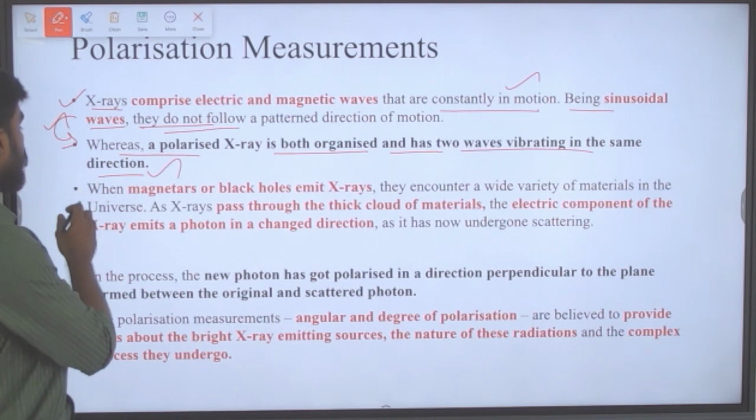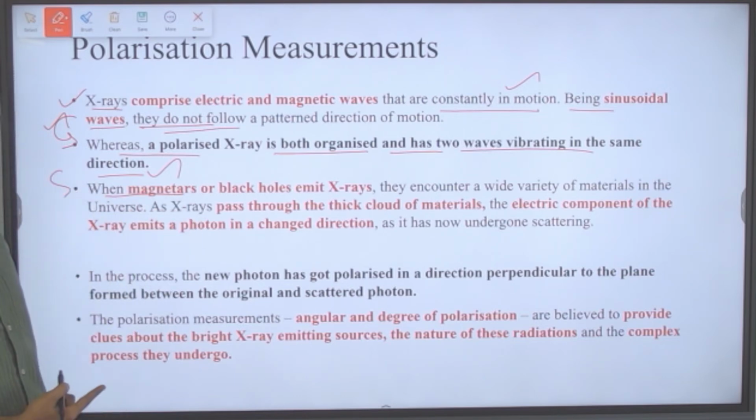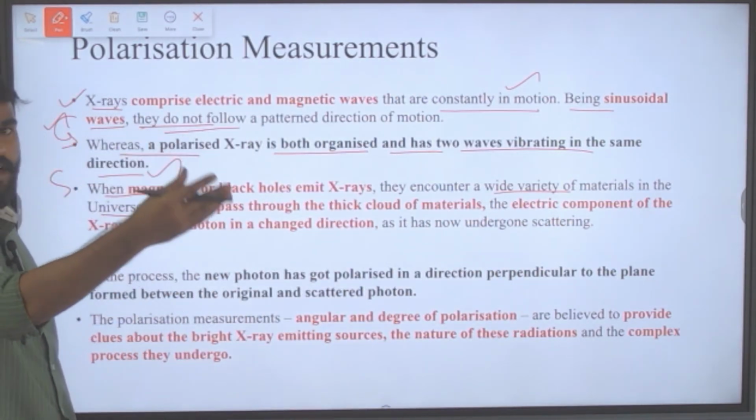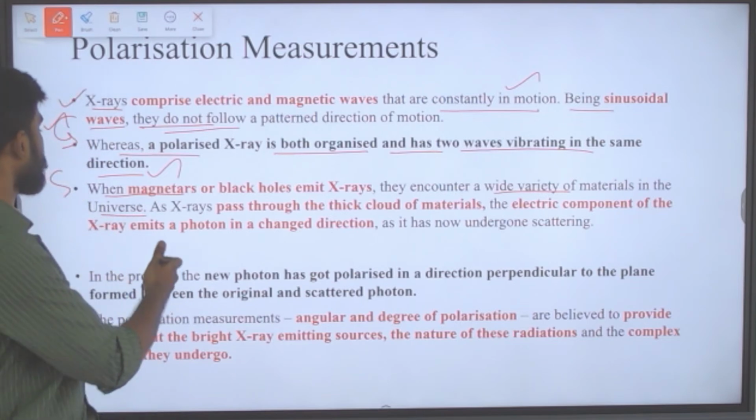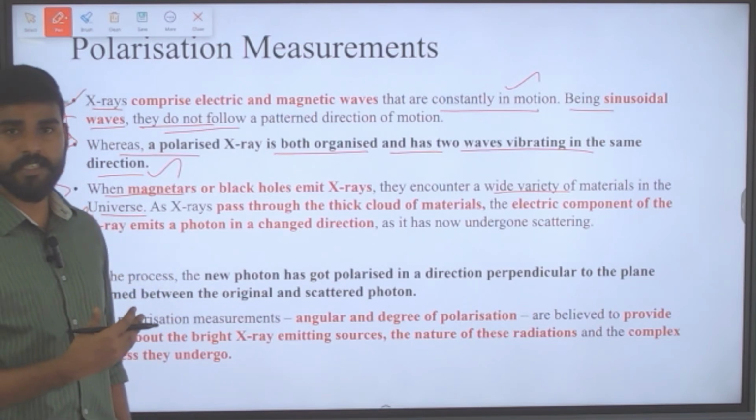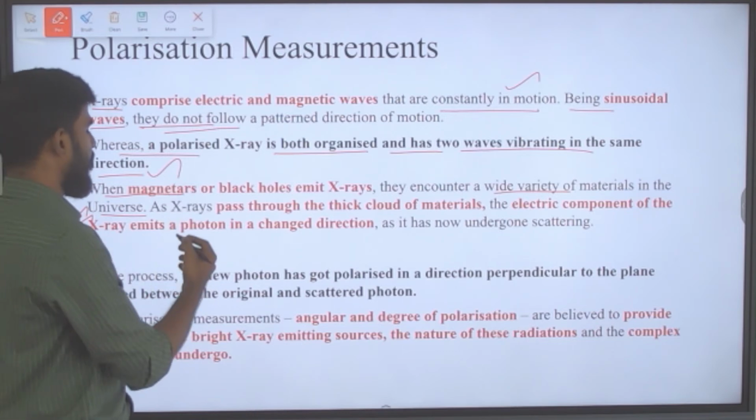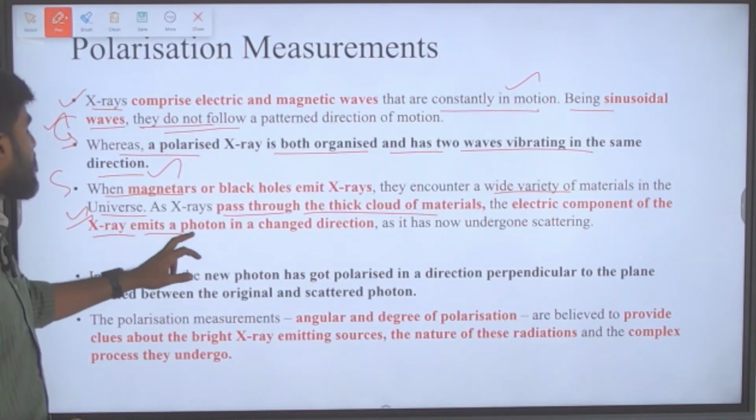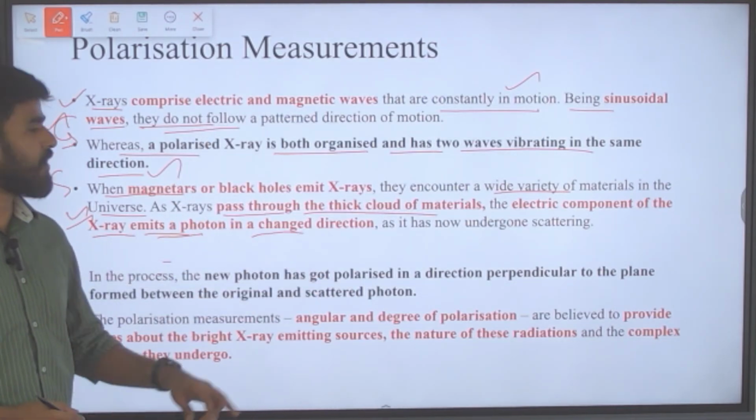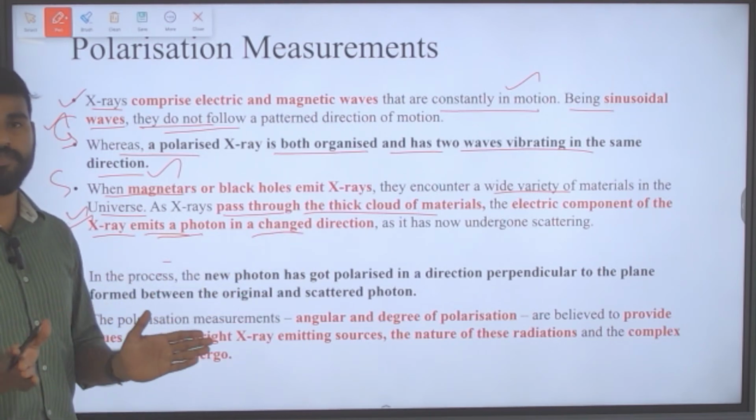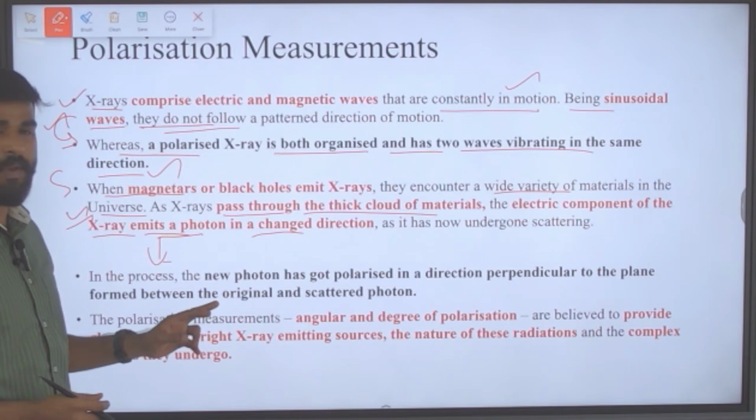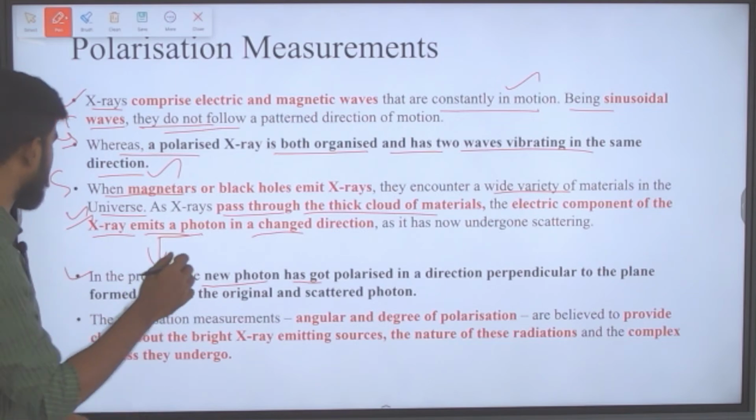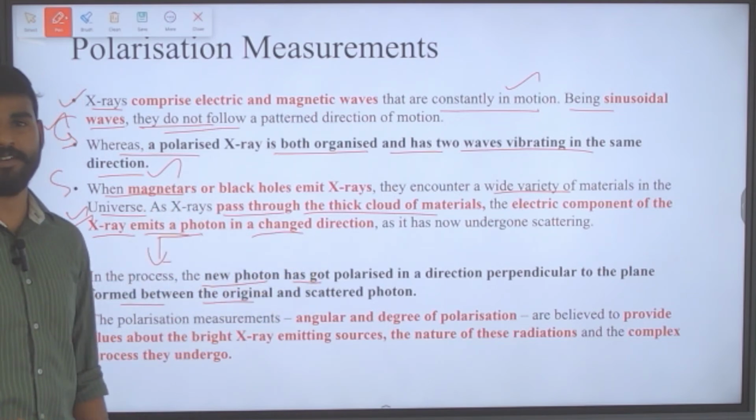Normal X-rays do not follow a patterned direction of motion, whereas polarized X-rays have two waves vibrating in the same direction, okay. So when magnetars or black holes emit X-rays, they encounter a wide variety of materials in the universe, okay, because they are going to come from a distant galaxy, okay. So they are going to face a wide variety of materials in the universe, and as the X-ray passes through the thick cloud of materials, the electric component of the X-ray emits a photon in a changed direction as it has now undergone scattering. So because of the scattering, a photon is emitted here, okay, and in the process the new photon has got polarized in a direction perpendicular to the plane formed between the original and the scattered photon, okay.